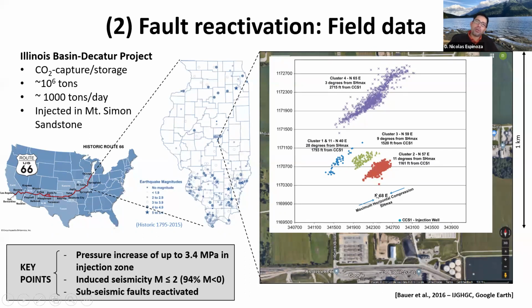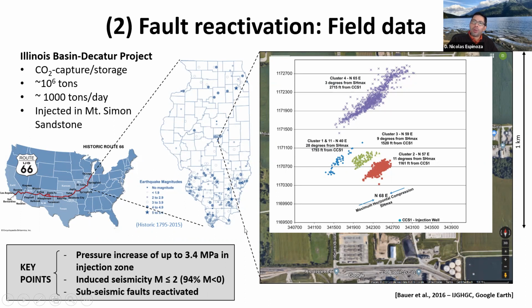That's because the CO2 was changing the pressure of the reservoir, changing the effective stresses, and getting some of those faults to reactivate in shear. Fortunately, in this case, most of the induced seismicity was very small, but that's something that we have to be careful about, and we need to include in our design of CO2 injection.